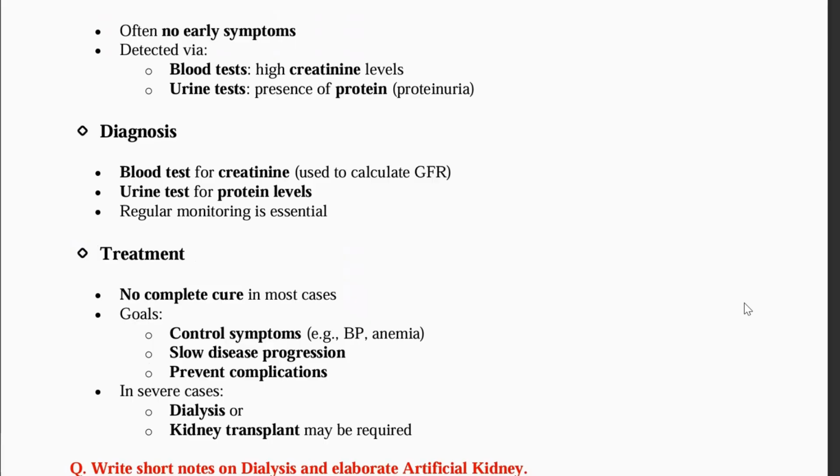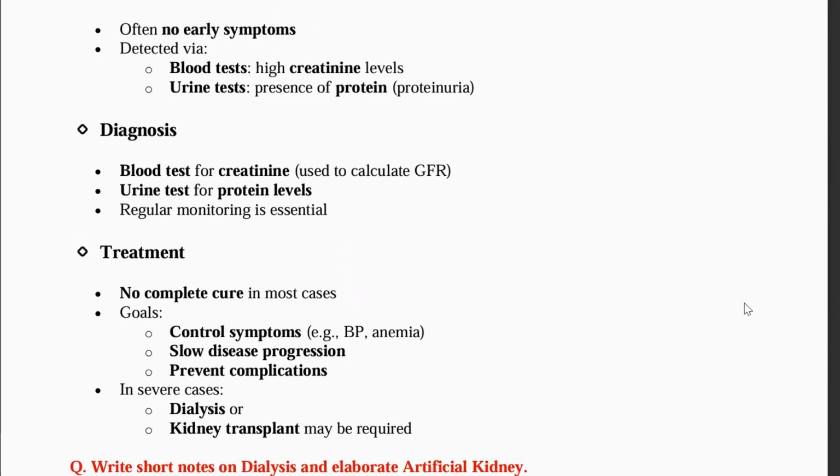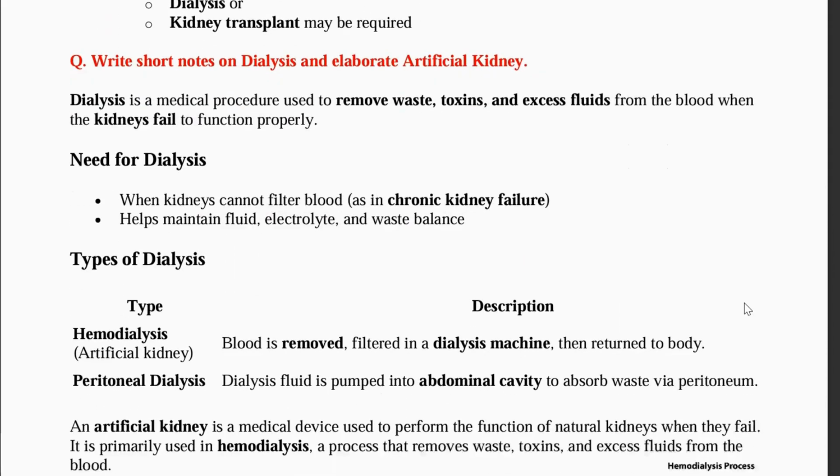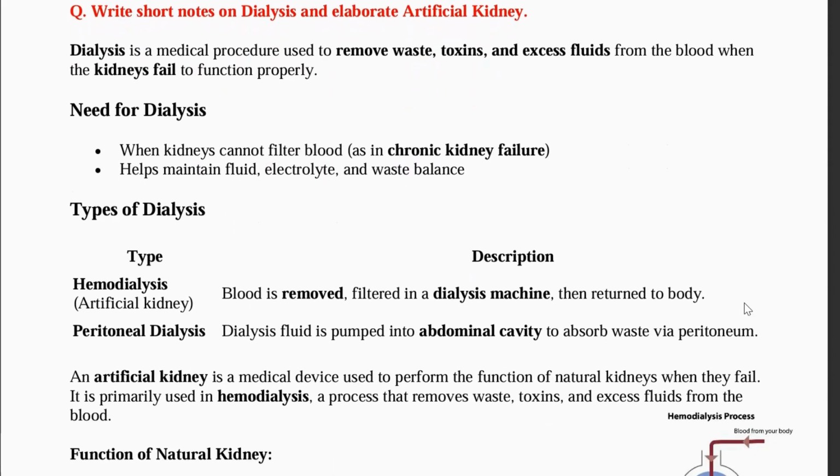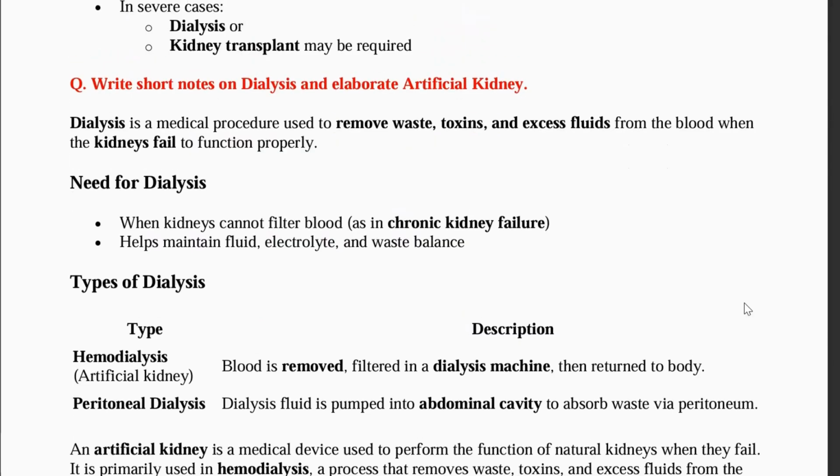Diagnosis: a blood test to calculate the GFR, then a urine test for protein levels. Treatment: there is no complete cure, but we can control the symptoms, slow the disease progression, and prevent complications. In severe cases, you have to go with dialysis, or a kidney transplant may be required. Now, what do you mean by dialysis? Write a short note and elaborate on the artificial kidney.